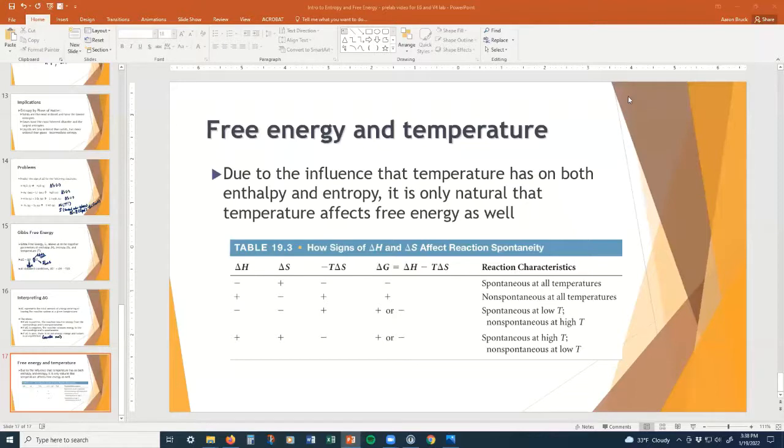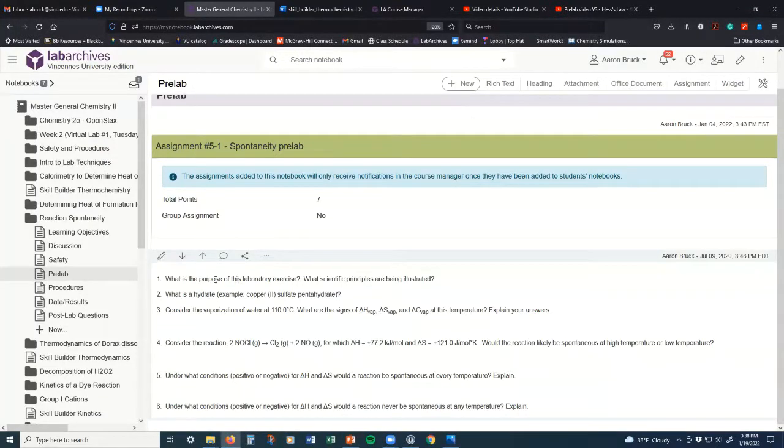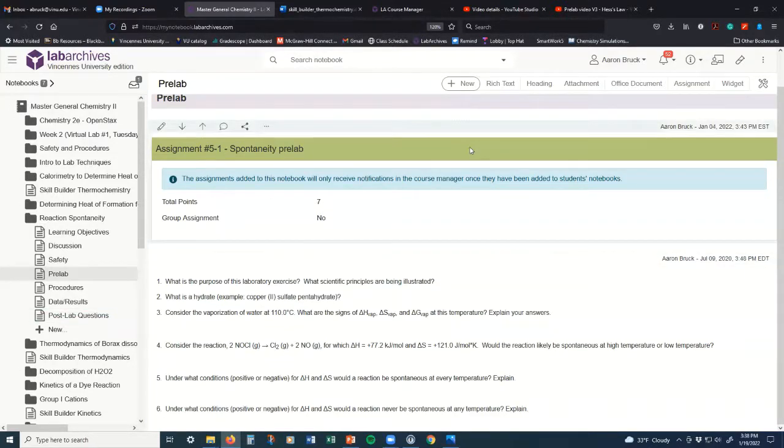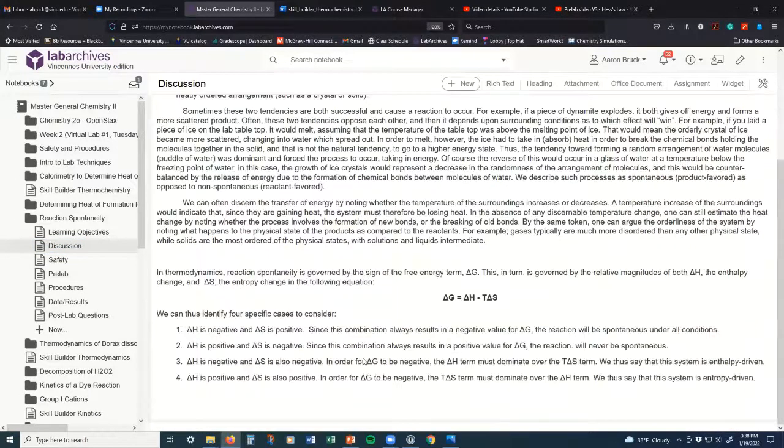So let's move on then to the next part of this, and that's how do we go from these kind of concepts to looking at our prelab. And so we're going to switch over to the prelab here. If you look at the prelab, you'll see that a couple of the questions come from the introduction section. So if you go to the discussion here, you get information about what we were just talking about.